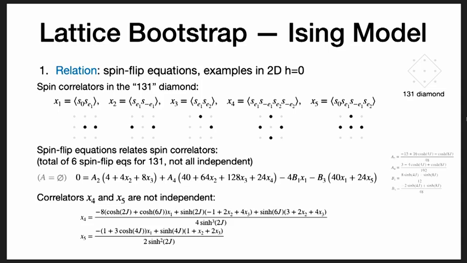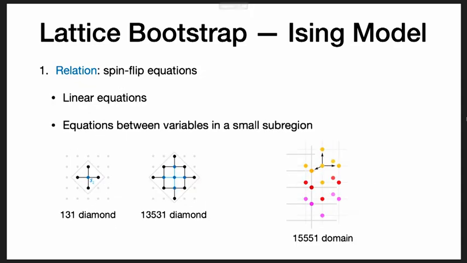Again, don't pay too much close attention to the actual form. It's just to convince you that it's something very explicit. X4 and X5 are completely determined once you know X1, X2, and X3. Okay, so again, to emphasize the main points: they're linear relations, and they're equations between variables in a small domain. This is the example that we just discussed.